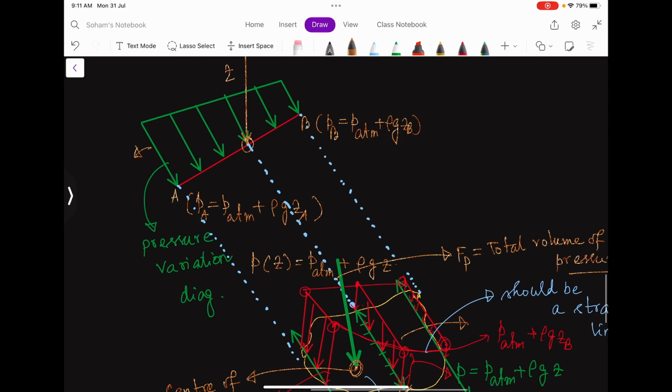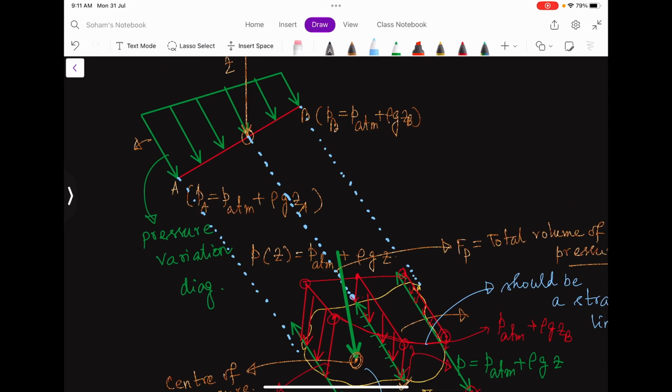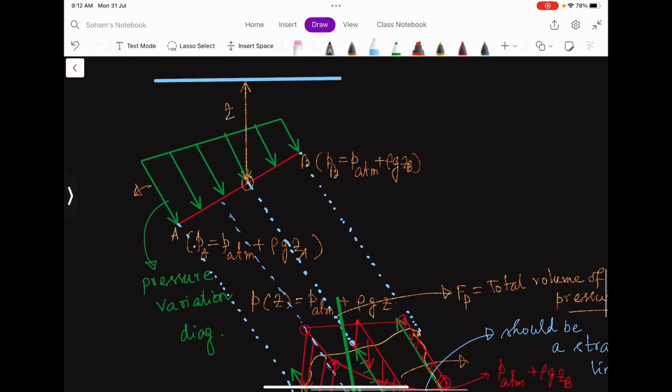Okay, so if I project this point, maybe it will lie somewhere here. So this point is called CP, or center of pressure. I hope that the concept of center of pressure has been clear to you. If not, just let me know in the comment box.